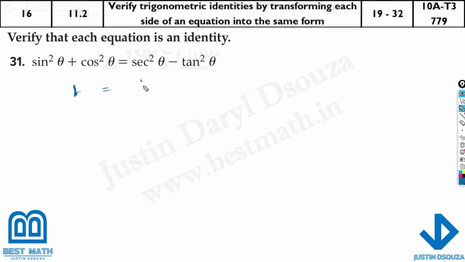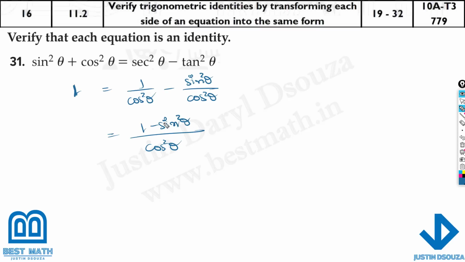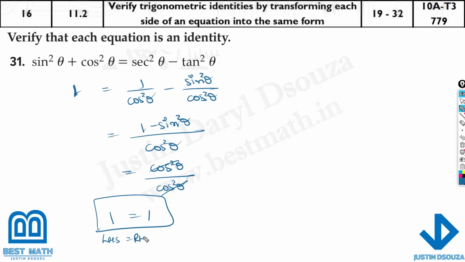Secant square theta is 1 by cos square theta minus tan square theta, which is sine square theta by cosine square theta. Now the denominator cosine square theta is common, so it is together 1 minus sine square theta. Now what is 1 minus sine square theta? Since the denominators are the same, I wrote it together. 1 minus sine square theta in the Pythagorean identity is cosine square theta, divided by again cosine square theta. Cancel this off, you'll get 1. Left side is already 1. Yes, LHS equals the right hand side.